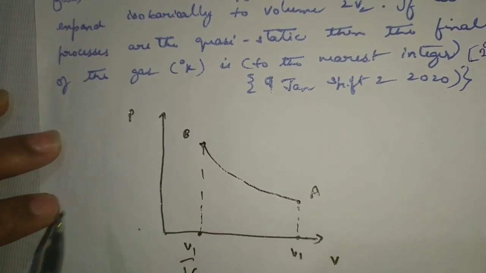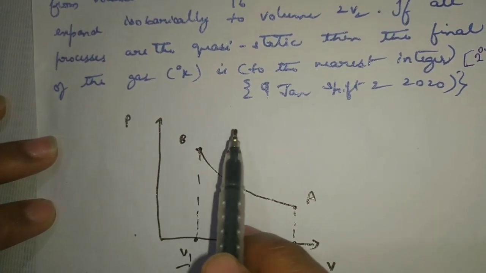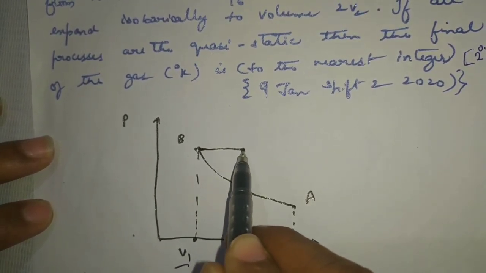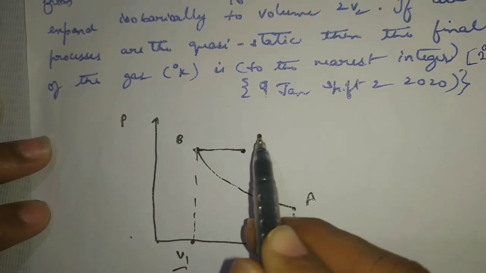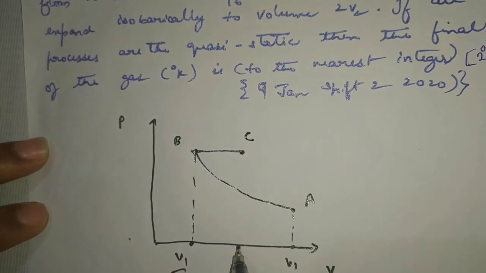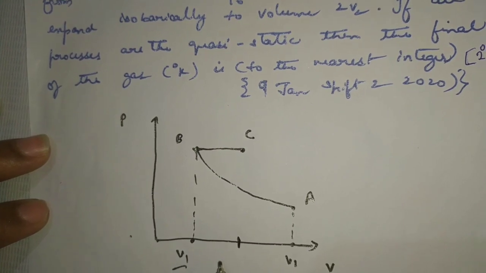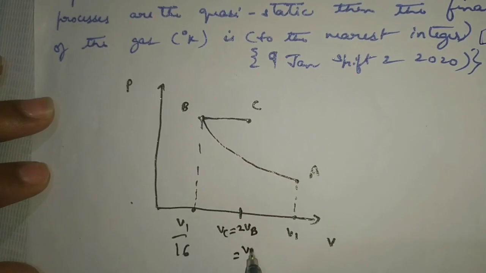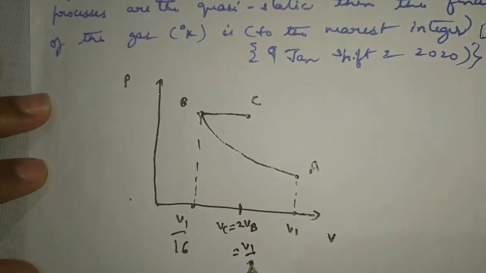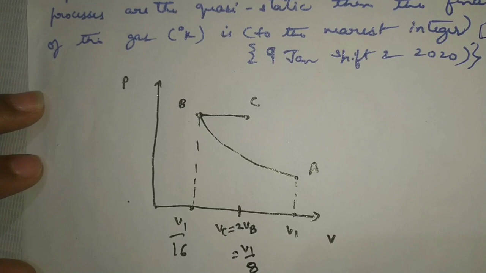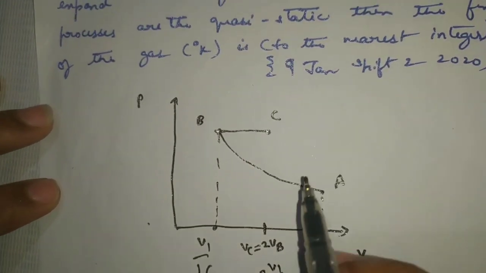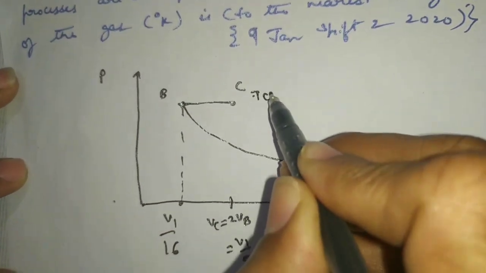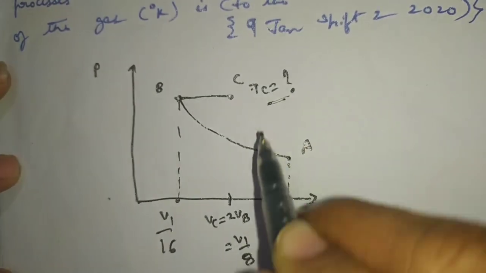Then it is allowed to expand isobarically, meaning at constant pressure, up to point C at which the volume is doubled. So, Vc is equal to 2 Vb, that is V1 by 16 doubled means V1 by 8. Now, we have to calculate the final temperature at C. So, Tc is equal to question mark, here we have to find that value.